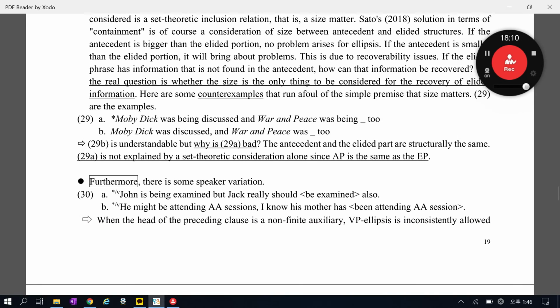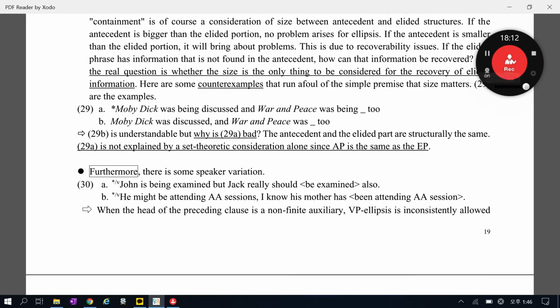Look at 29. 29b is understandable, but 29a is bad. Why is it bad? The antecedent and elided part are structurally the same. 29a is not explained by a set-theoretic consideration alone, since AP is the same as the EP. Furthermore, there are some more variations.